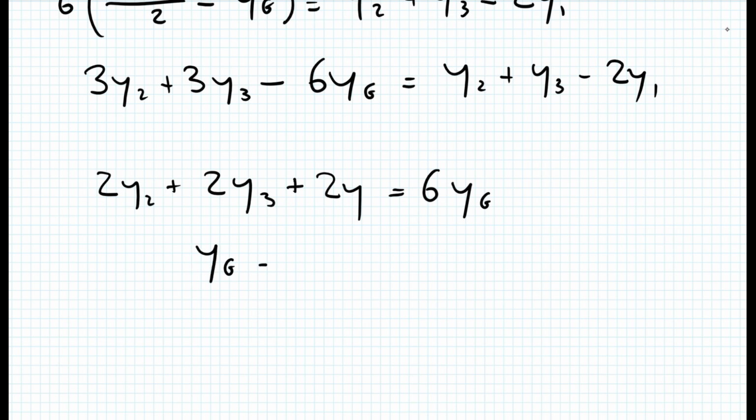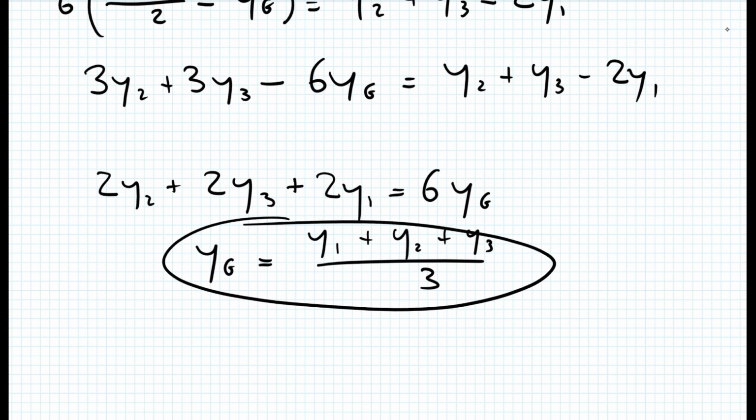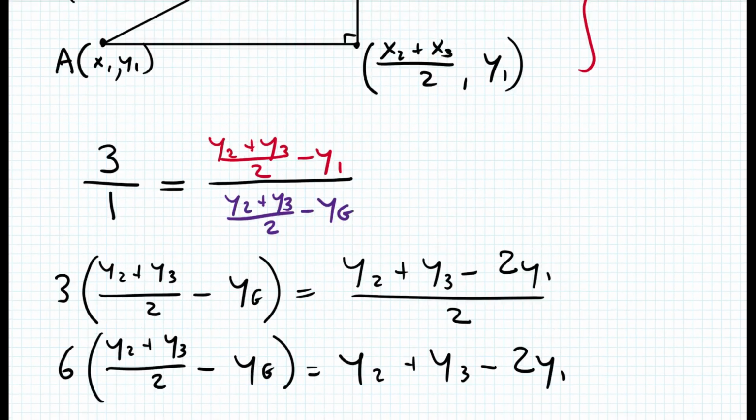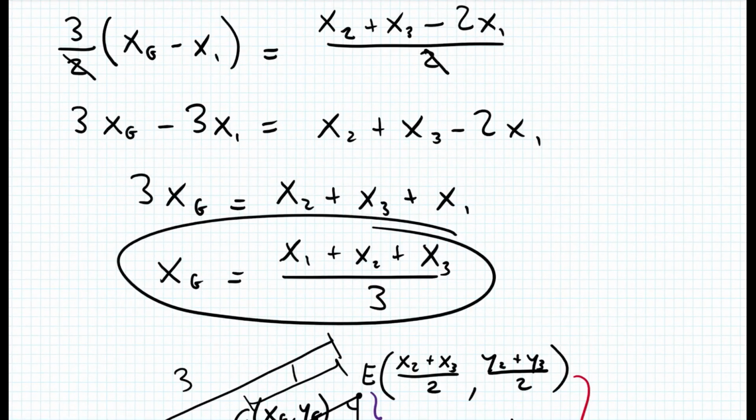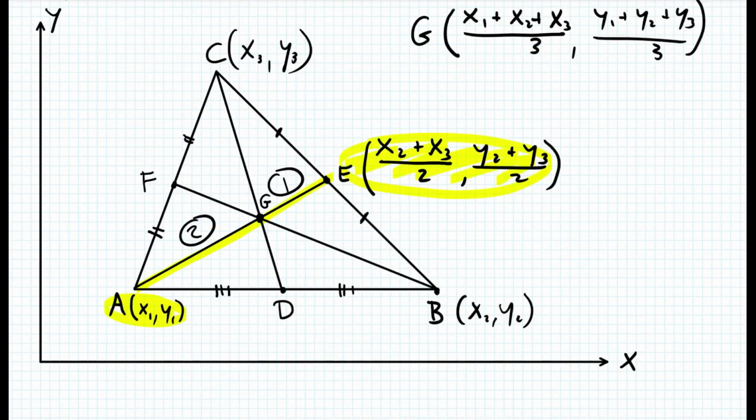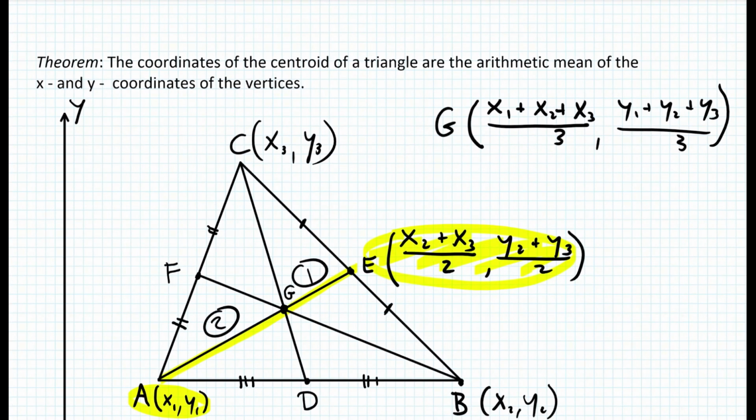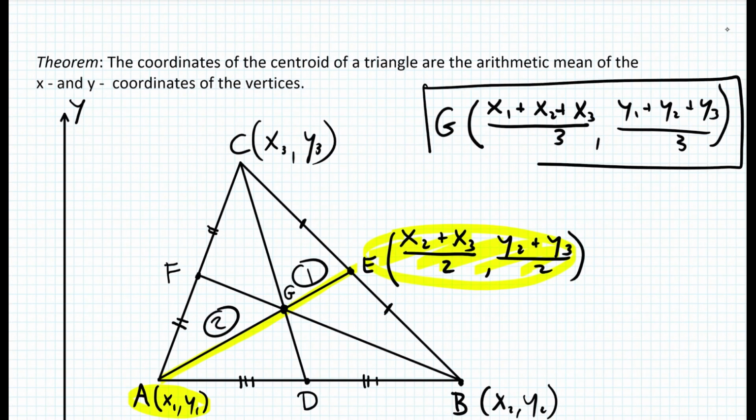So you end up with yg is equal to, and 2 divided by 6 is a third, right? So if we rearrange it, then we end up with y1 plus y2 plus y3 over 3. And there it is. We proved this one, okay? So we proved that the y-coordinate of the centroid is actually the average of the y-coordinates of the vertices of a triangle, okay? And we did the same thing for the x. So now we know that this theorem holds true. Okay, so we proved this theorem here.